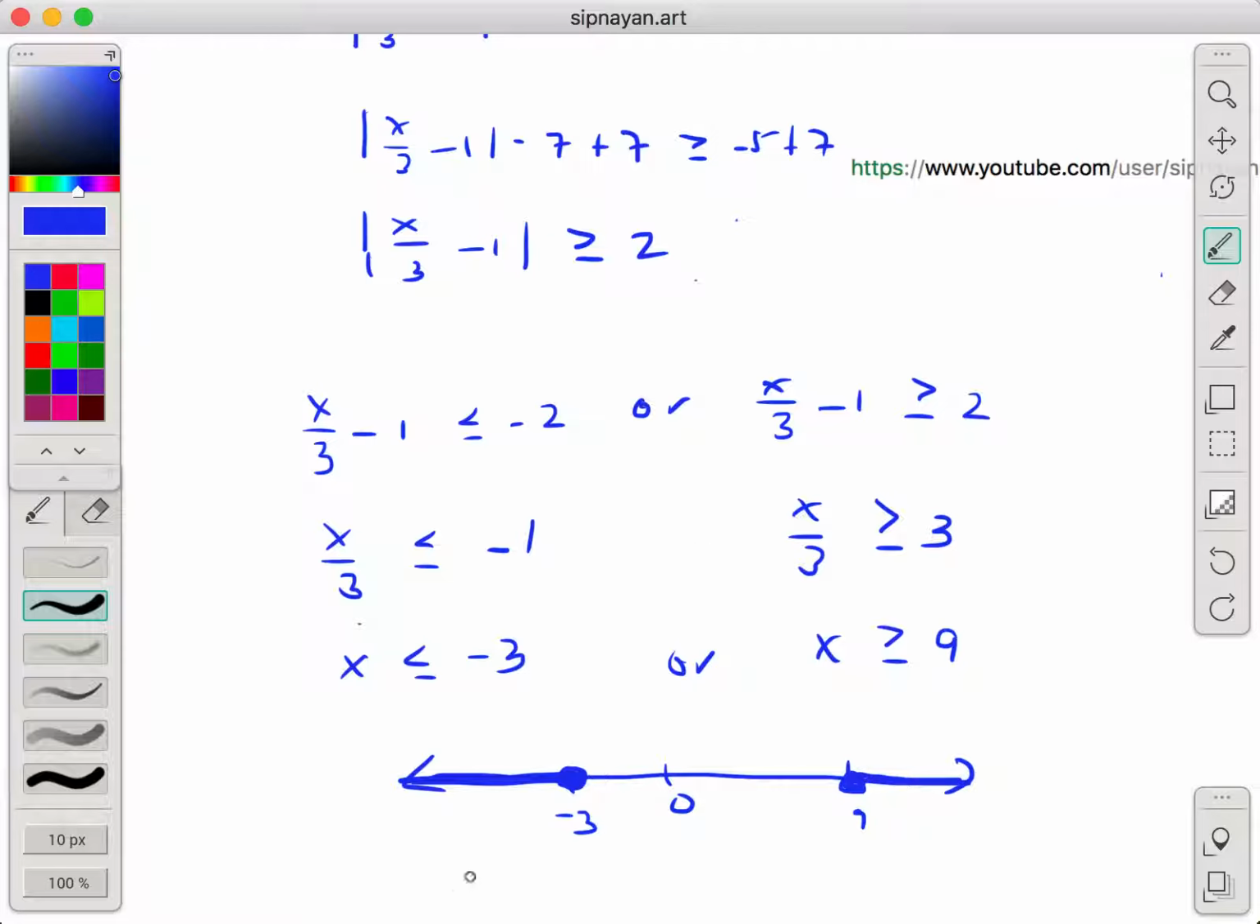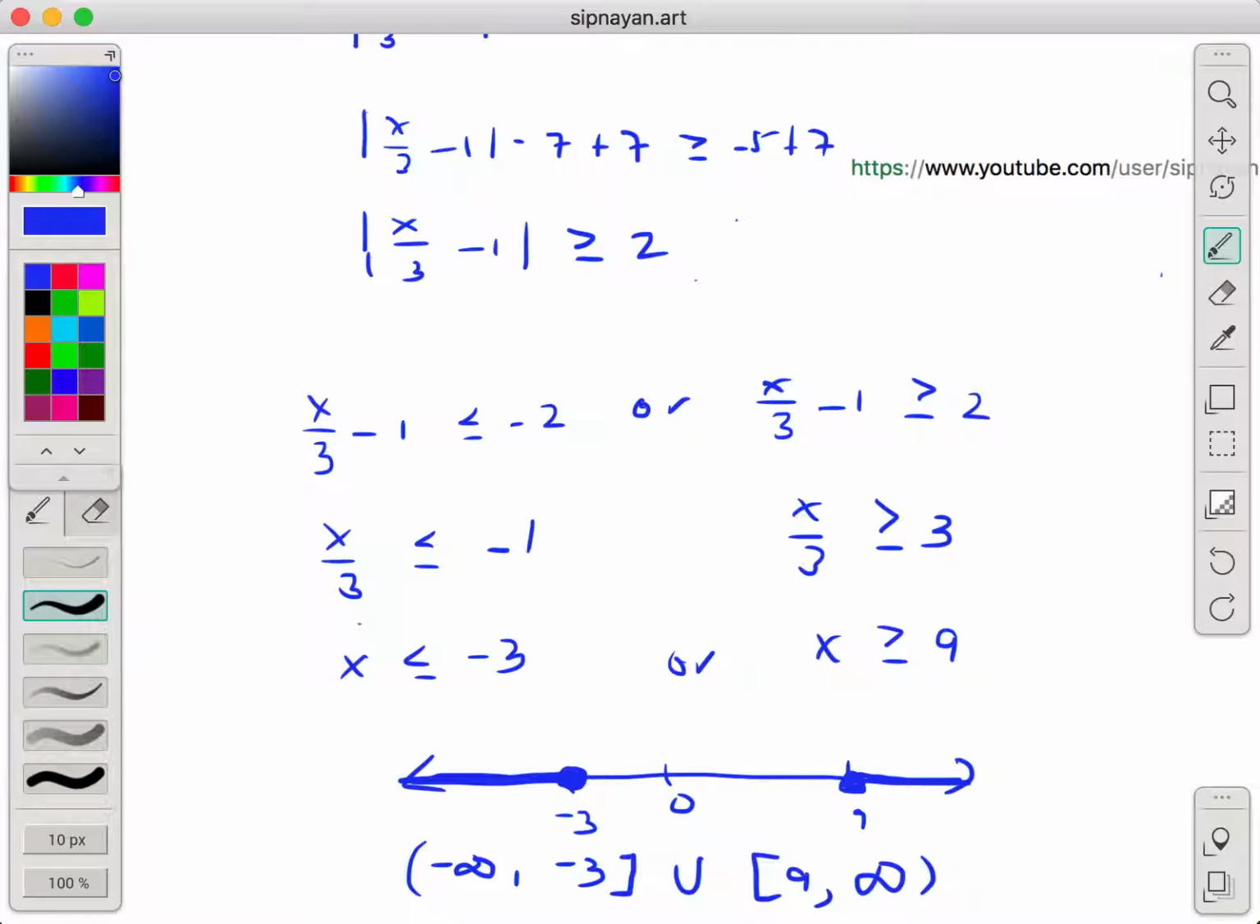Ibig sabihin, in interval notation, yung solution natin is from negative infinity up to negative 3. And ang gagamitin natin ay square bracket dahil kasama yung negative 3. And then union, pag magkahiwalay, nilalagay natin union. 9, kasama yung 9, so we use the square bracket instead of parenthesis dun sa unang number, up to infinity. Ang infinity, palagi siyang parenthesis yung katabi niya. Okay, so yan yung ating solution.